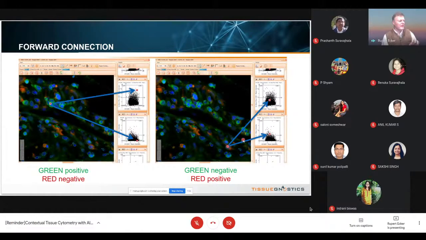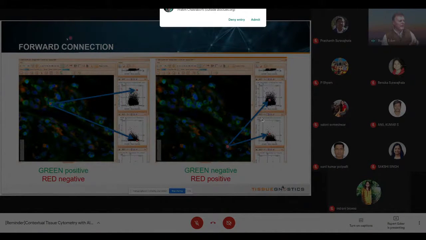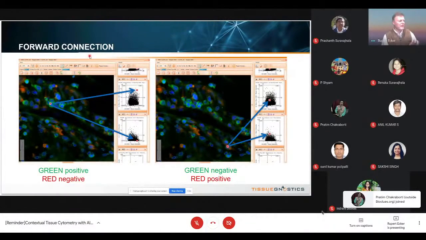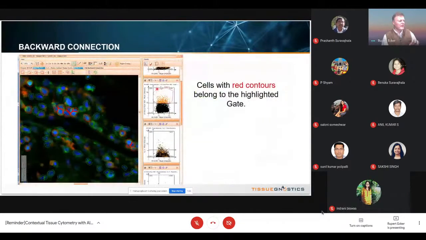Following our motto, from image to analysis, we consider this a step forward and therefore call it the forward connection, from image to data space. It also works the other way around. From data space back to the image, we can, like here, define a gate, which is a selection of a subpopulation of cells, and then highlight the content of this gate here in a specific color. So you can visualize where in the tissue section a certain subpopulation of cells is located. That means you get the connection between the phenotype and histology.